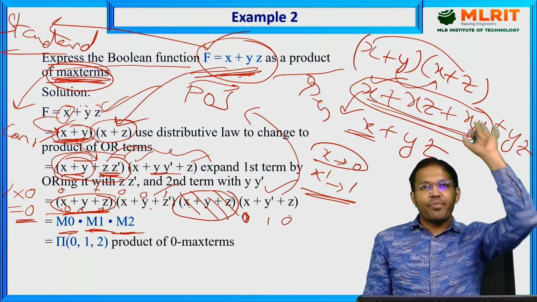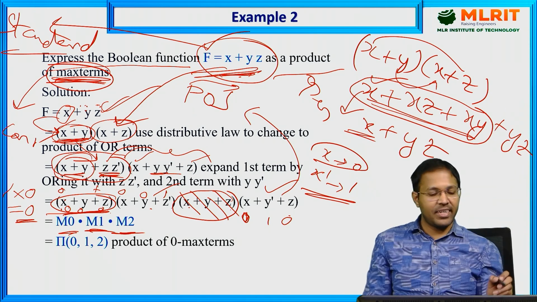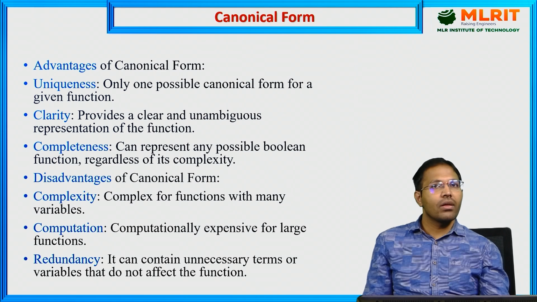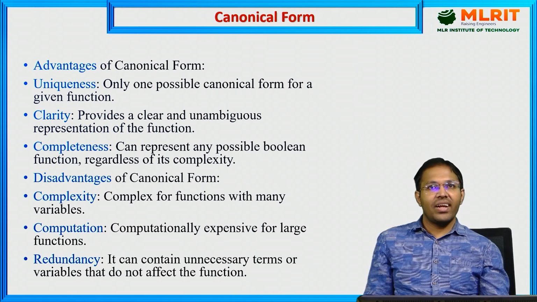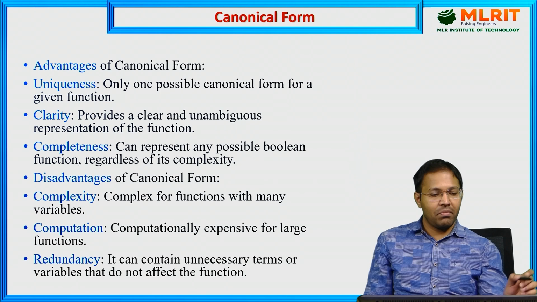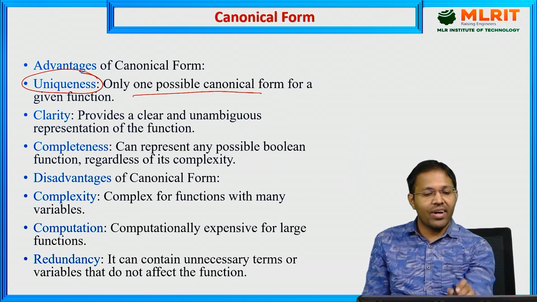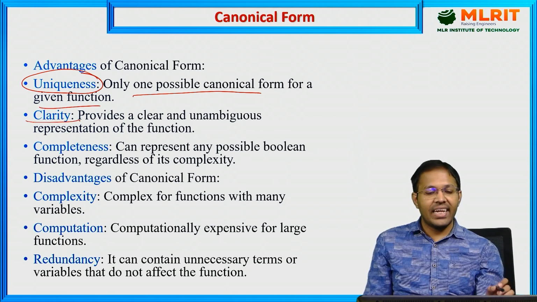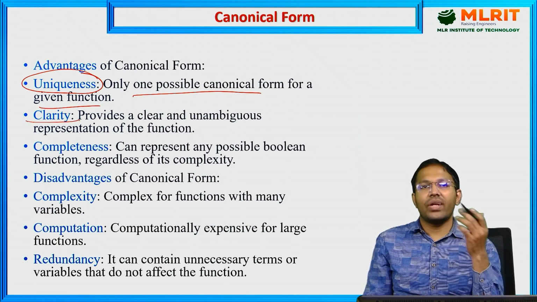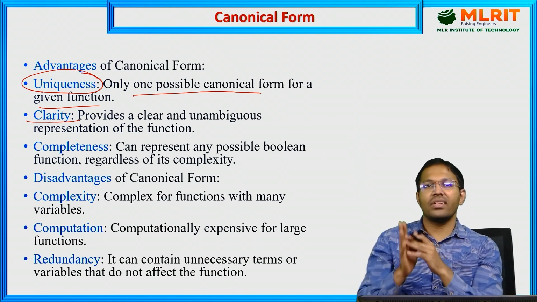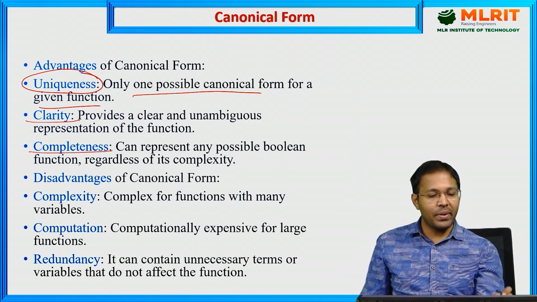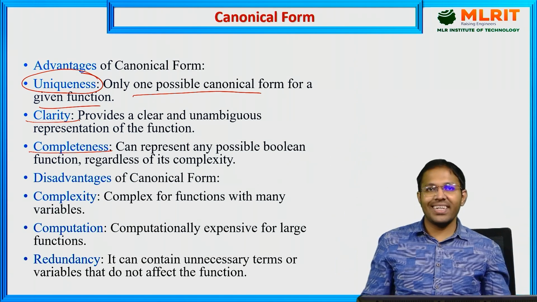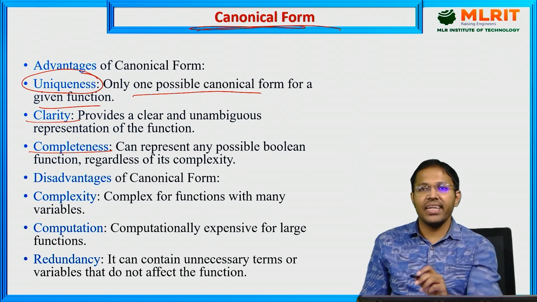For sum of products in the previous slide, we represented by sigma, here we will represent by pi. Now let us see what are the advantages we have for canonical form. It is unique. Only one possible canonical form for a given function exists. Clarity, there is no ambiguity, meaning you don't get multiple results. Completeness, any Boolean function, however complex it is, can be represented in canonical form.